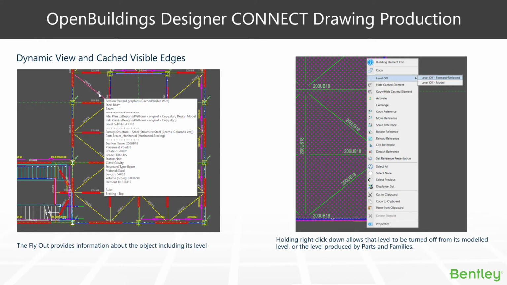So also be aware that something new that began in OpenBuildings V8i is a much more comprehensive flyout, which also reveals the level as well as a load of other information, including the rule used to re-symbolize the beams here as an example. And another thing to point out as well, because we can have differing levels for the forward and reflected and the cut and the model, hovering over an element and holding down right click will allow you to turn the level off, but it will also allow you to choose whether it be the level in the forward or reflected view, in the cut view, or in the model itself. So let's take a look at that.